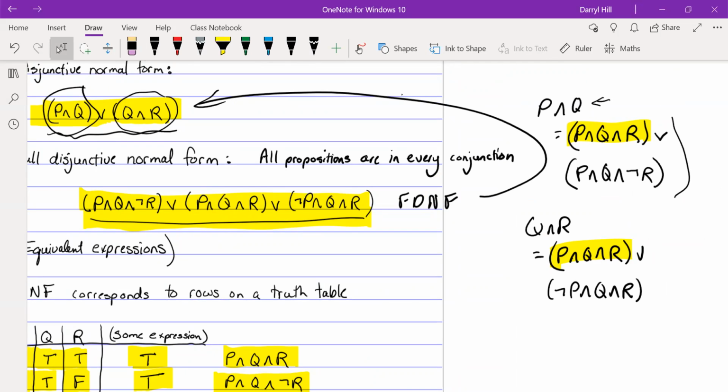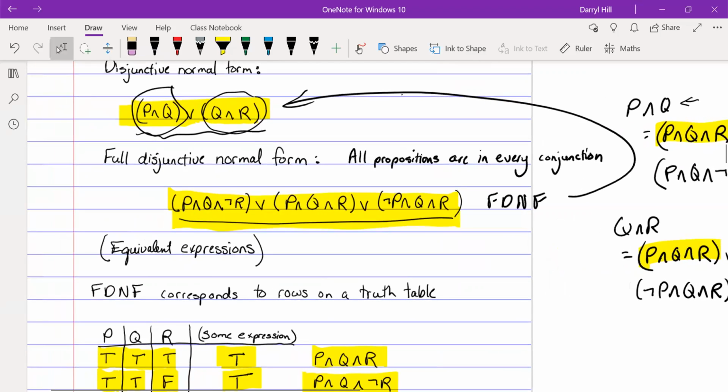So there are questions about full disjunctive normal form on the exam, so be aware of that.